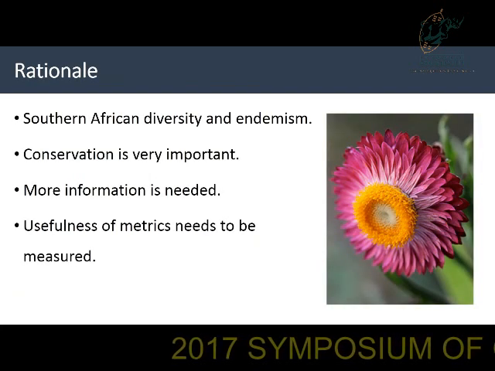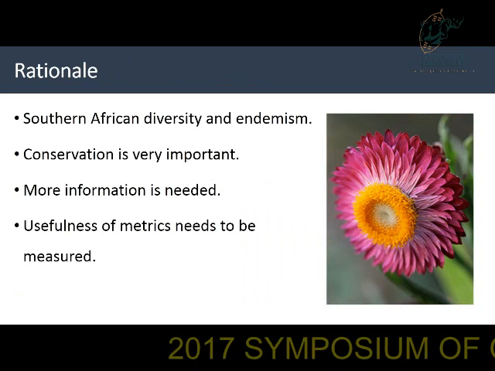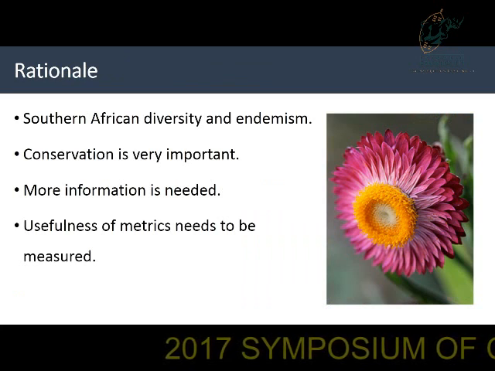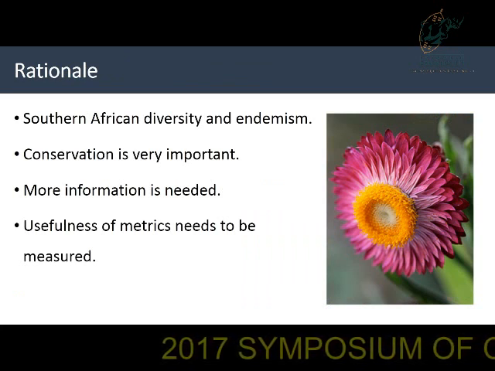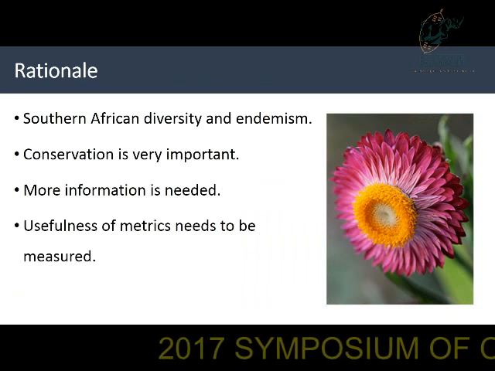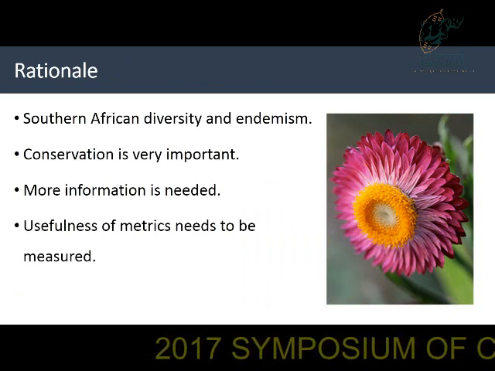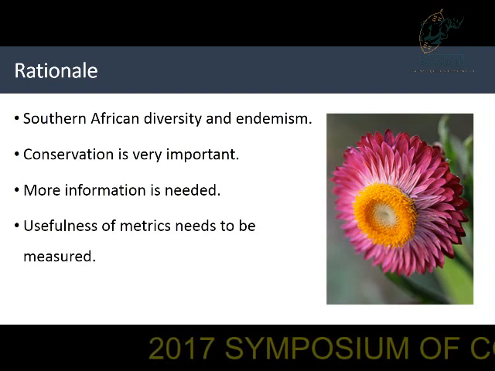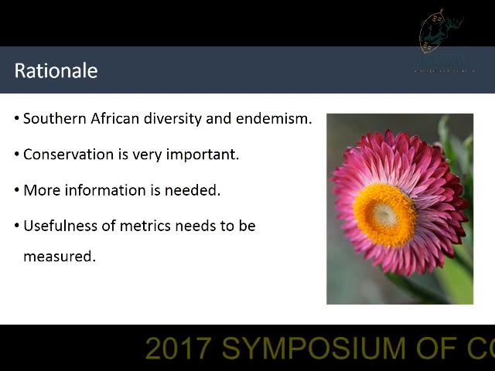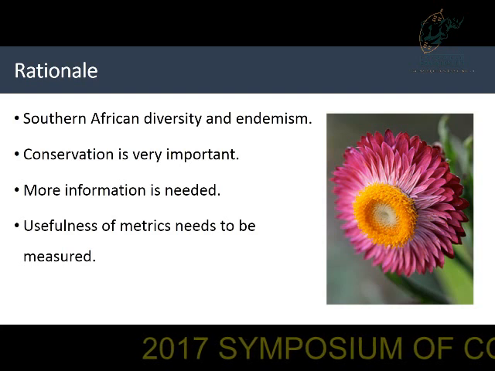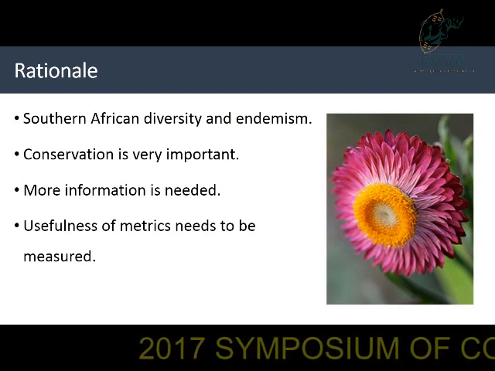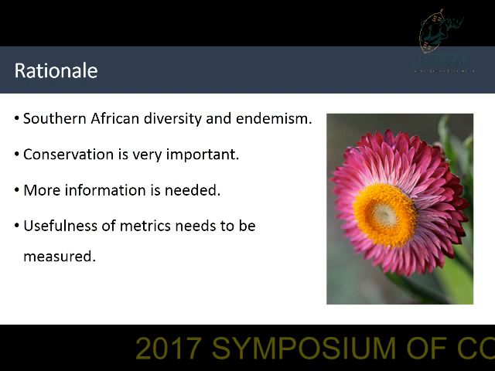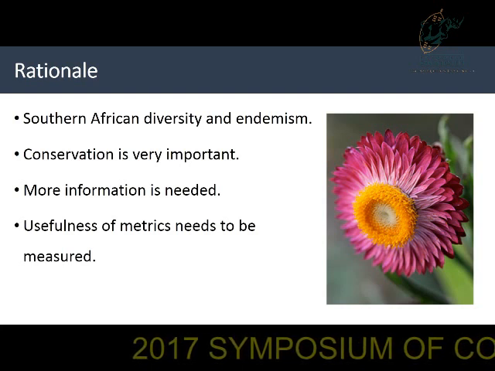Southern Africa is home to about 24,000 vascular plant species, and 60% of these are endemic to the region. There are many protected areas, but these were mostly demarcated using species richness and endemism. So it is important for us to find out if areas of high species richness correlate with areas of high phylogenetic diversity, so that we can check if the full evolutionary distinctness is being protected in the region.